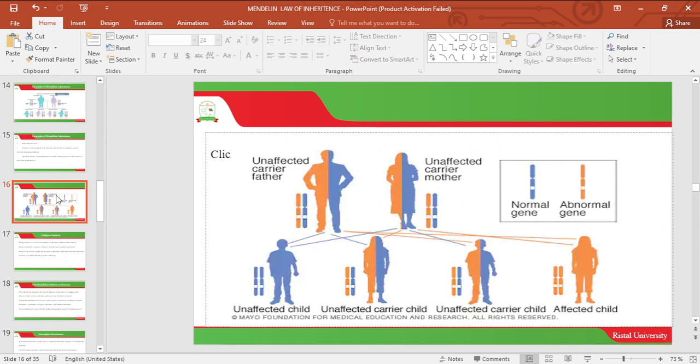So their offspring will be, the first child will not be affected. The second child will be unaffected but a carrier child. Then the third child will be an unaffected carrier child. Then the fourth one will be an affected child.